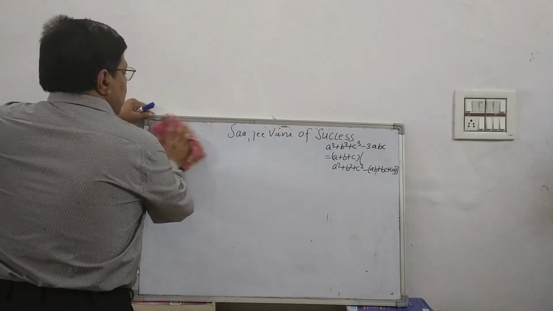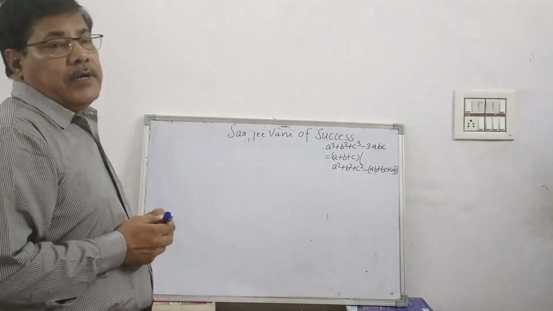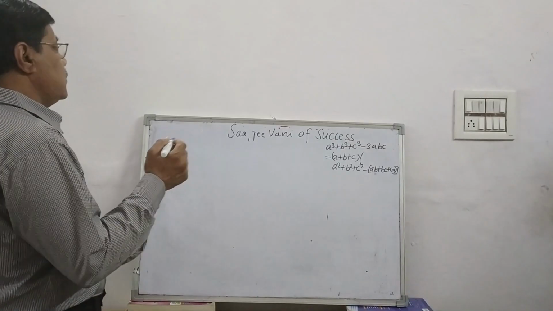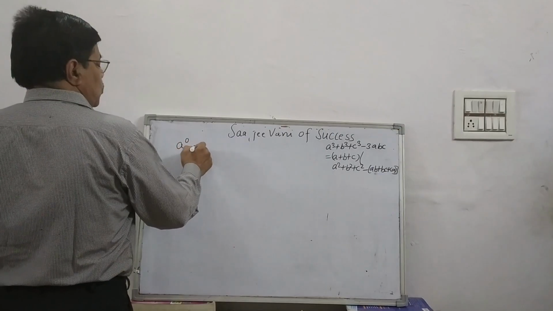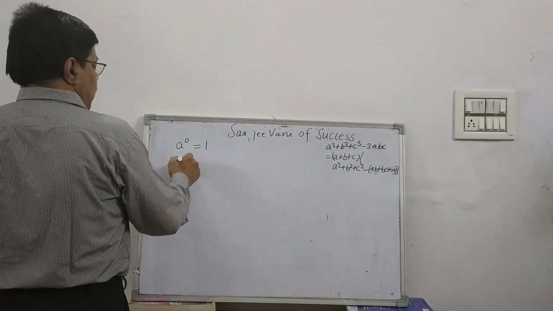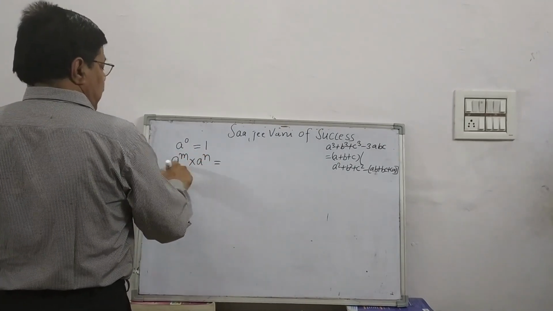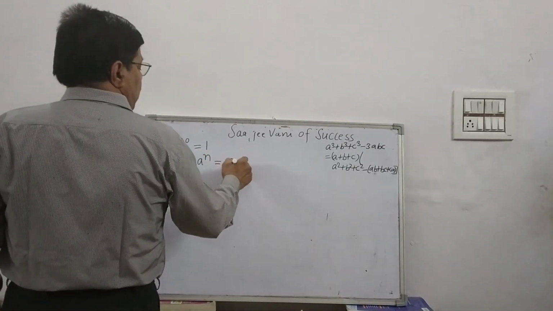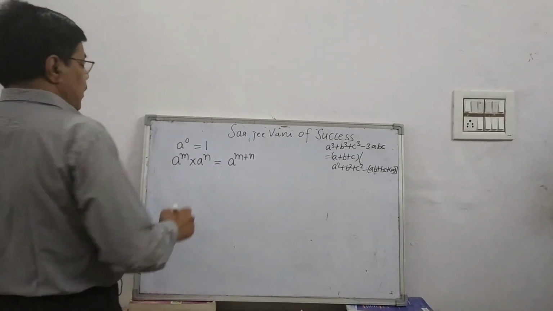Then I'm coming to exponents. Okay, exponents means power. There are certain rules, you have to remember them. a to the power 0, this will be 1. Then a to the power m into a to the power n. Base is same. When base is same, powers will be added. a to the power m plus n.